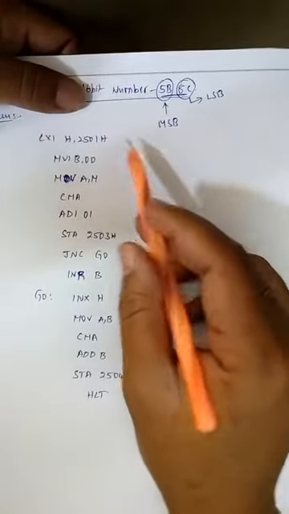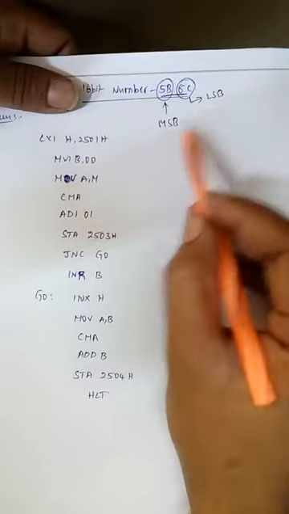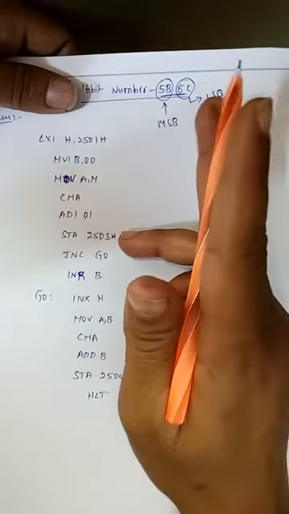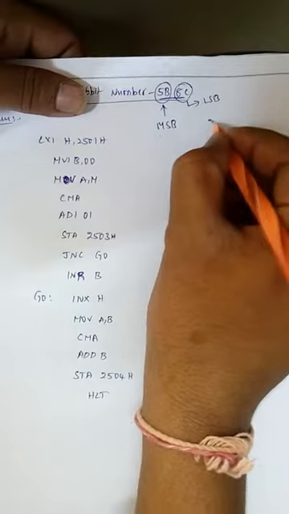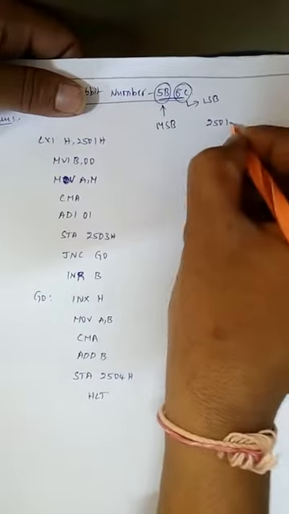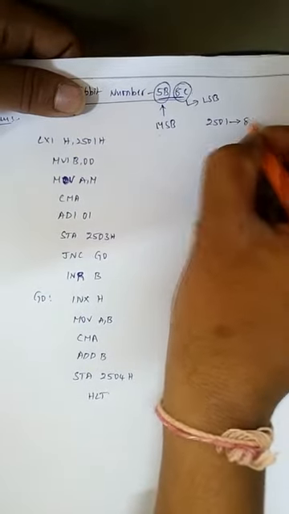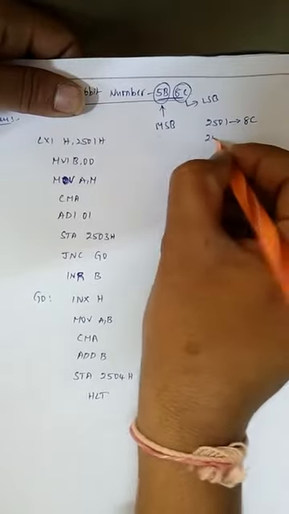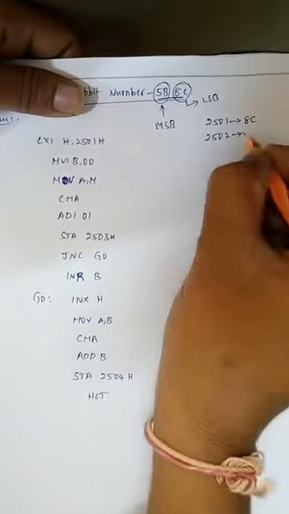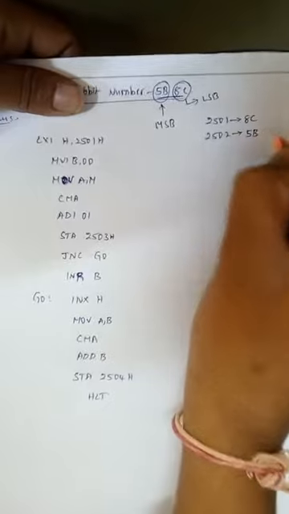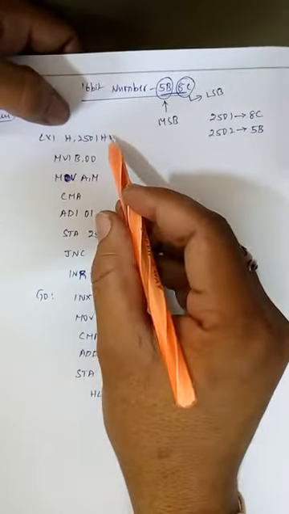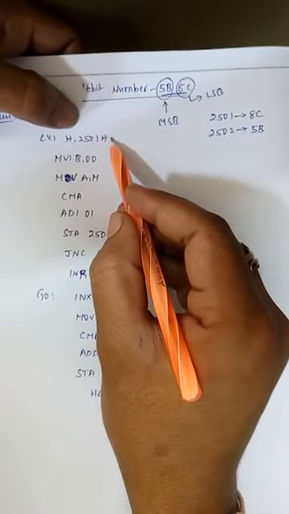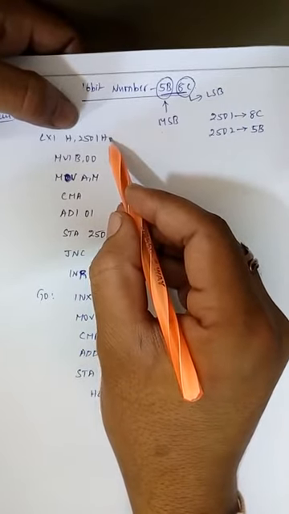Before going to the program, we have to store these two 8-bit numbers in two address locations. For that purpose, let us take two address locations: 2501, which will store the LSB part 8C, and 2502, which will store the MSB part 5B. Clear? Now coming to the program, our first instruction is LXI H, 2501.